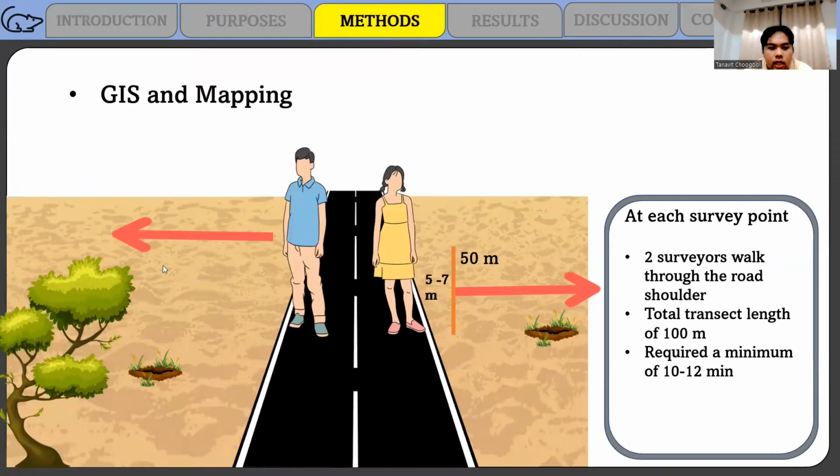Next one is GIS mapping. At each survey point, they use two surveyors who walk forward through the road shoulder, about 50 meters in length and 5 to 7 meters in width. So the total transect length is about 100 meters. And each survey point requires a minimum of 10 to 12 minutes.